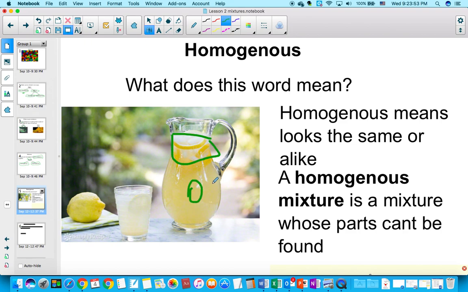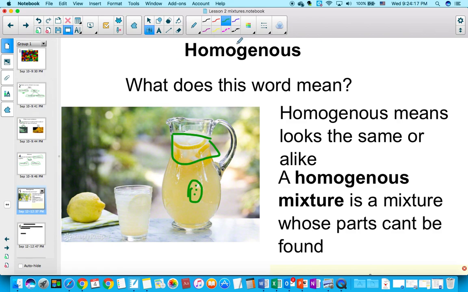How do you make lemonade? You take lemon juice, water, and sugar, and you mix them all together in a jug. Can you see the sugar? Can you see the lemon juice? Can you see the water separately? Can you see those different layers? No, it looks like one thing. It looks like lemonade. So it's homogeneous. It looks alike. It looks the same. It looks like one thing.